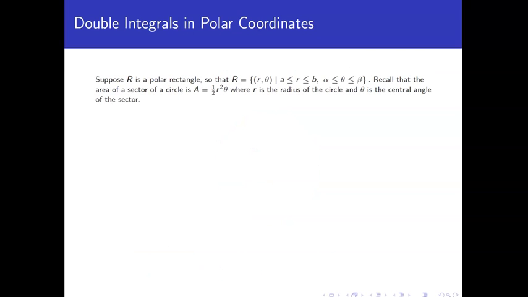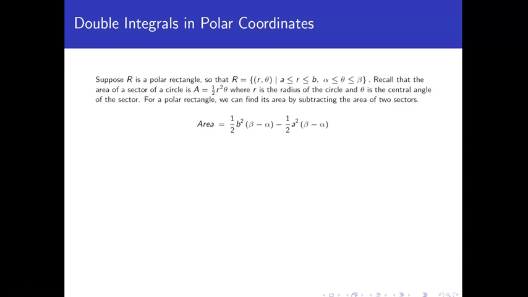All right, so let's talk about how we calculate double integrals if we're able to change to polar coordinates. Let's start by supposing we have a polar rectangle, like we mentioned previously. Recall that the area of a sector of a circle is given by one half the radius squared times theta, where r is the radius of the circle and theta is the central angle.